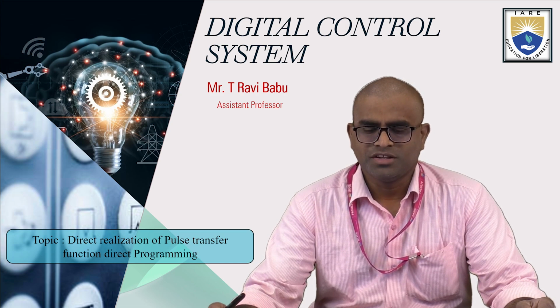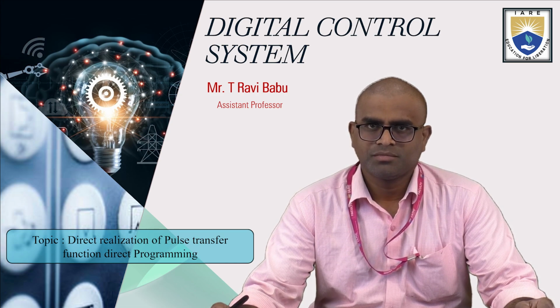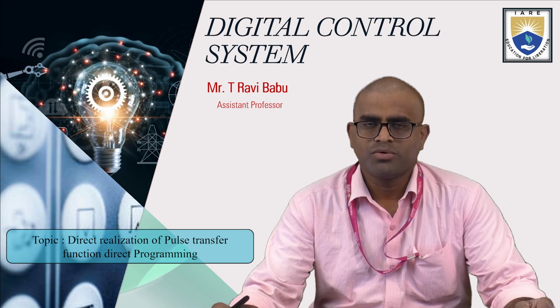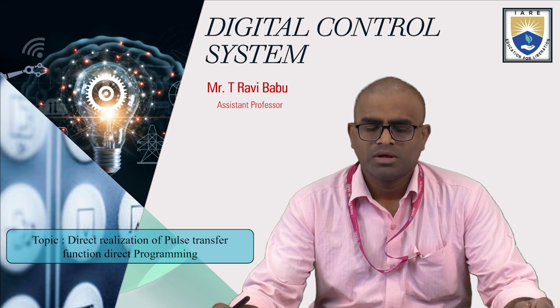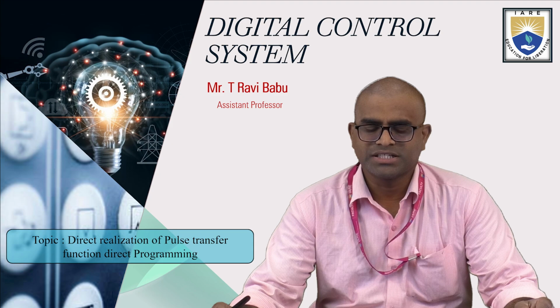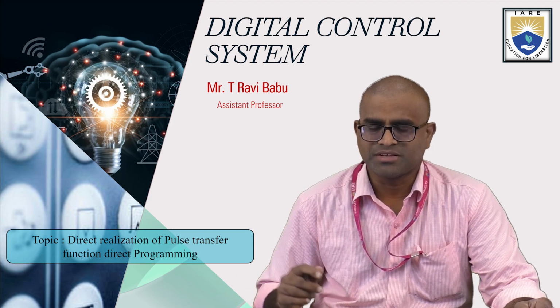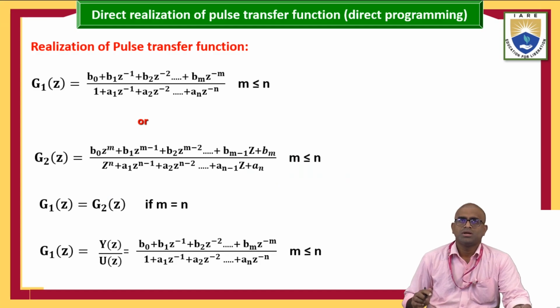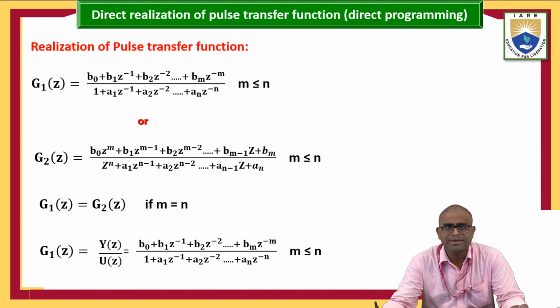In the last section, we saw the pulse transfer function concept, and today I am going to cover the direct realization of the pulse transfer function. For that, first of all, I am taking one transfer function, that is G1 of Z.